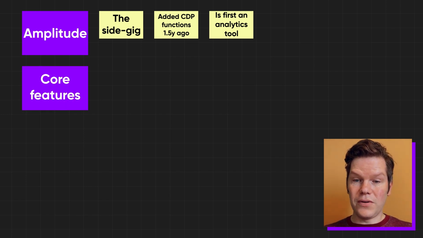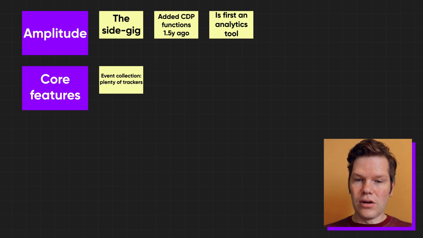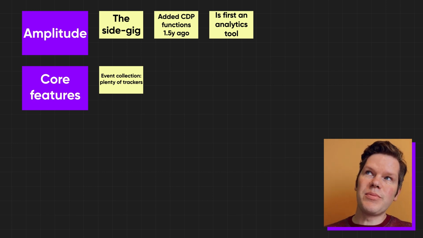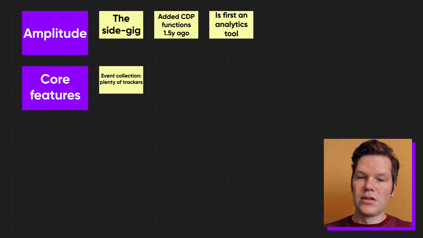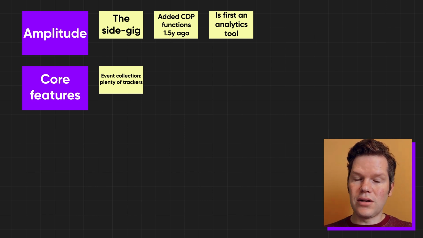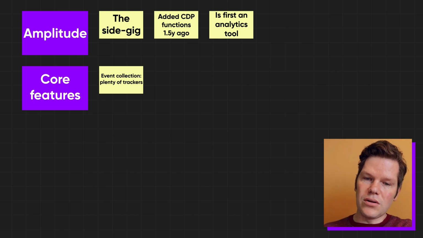So let's look at the core features. Event collection. Amplitude also comes with plenty of trackers. I'm not really sure if they have as many as Segment, but at least close to. Amplitude was always built so that you can use it from all the different kinds of platforms. So this comes really close, and it's solid. Amplitude has been doing this for years, so their SDKs are really good and working well.